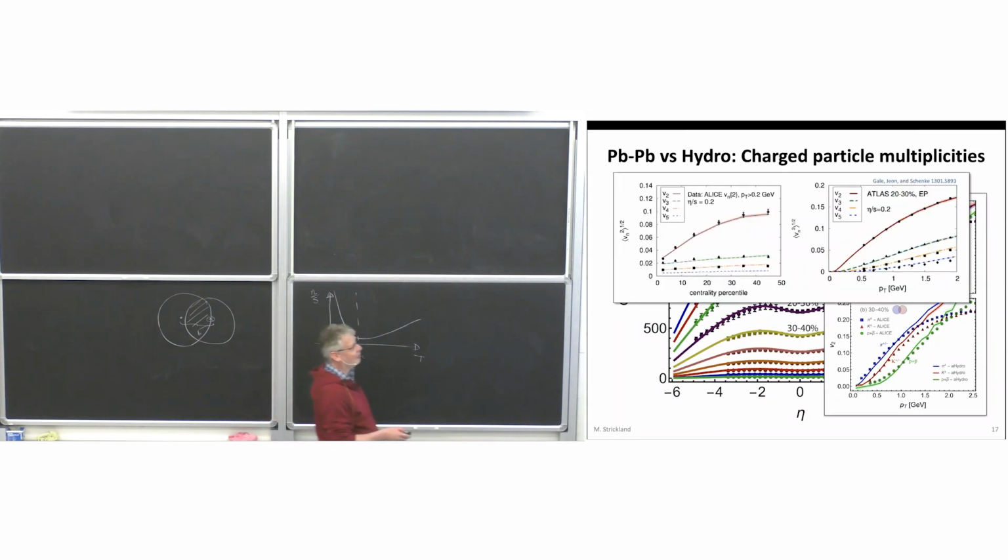And now this is a result not from me, but from that former student, Bjorn Schenke, Charles Gale, and Sangyong Jeon from McGill in 2013. Using now fluctuating initial conditions, they could also get V2, V3, V4, V5. Over here is central collision, over here is peripheral collision. And what's the difference between the left and the right? Oh, this was just 2 different ways of measuring V2, either with 2 particle correlations or event plane V2. Anyway, it has an amazing predictive power.